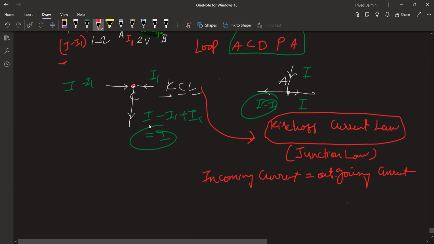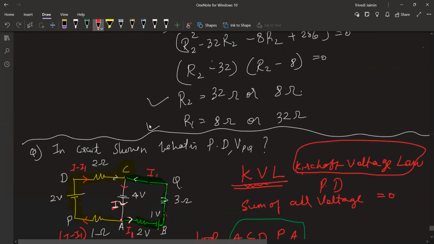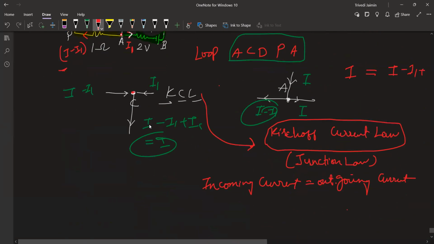A better way to remember is this one: incoming current equals outgoing current. So here how many incomings are there? Only one. So I equals I minus I1 plus I1. Outgoing currents are 1 and 2. So I will be equal to I.